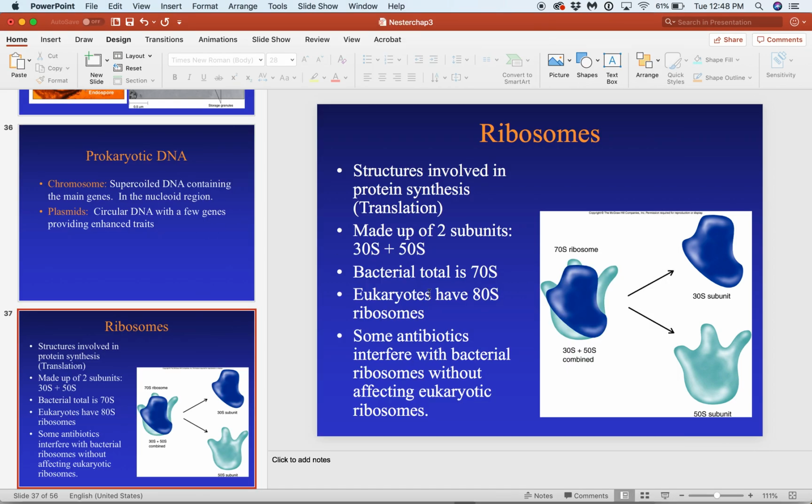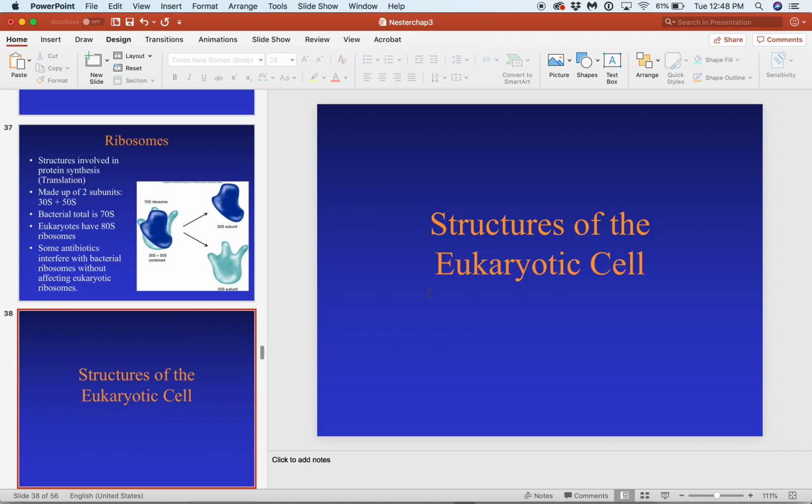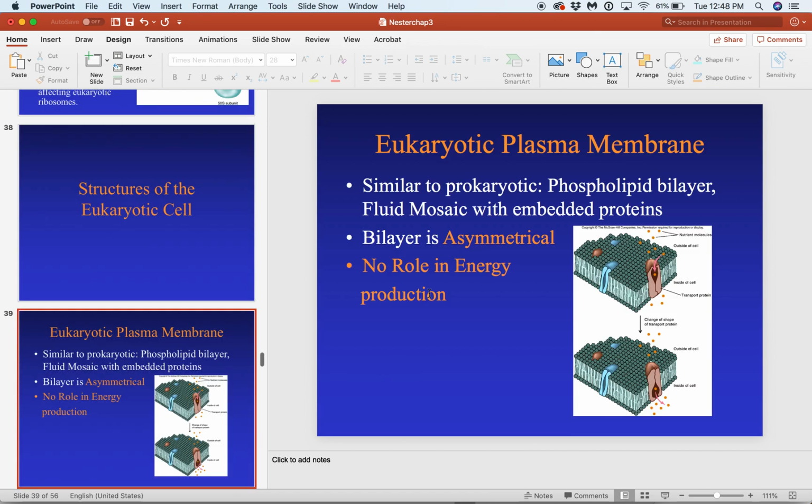So ribosomes, they're all about making proteins. All right, so let's get to the structures of a eukaryotic cell that we don't see in prokaryotes.